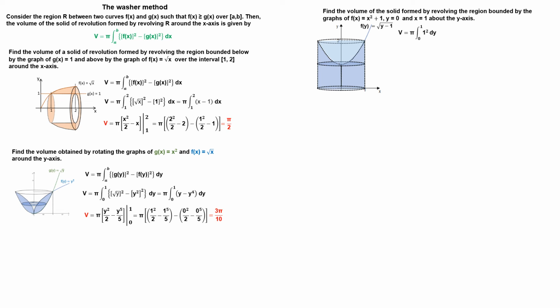From y equals 1 to y equals 2, the solid has a hole in the middle, so we use the washer method. The outer radius is equal to 1, and the inner radius is given by the equation for y. We will find the two volumes and then sum them up to obtain the total volume of this solid.